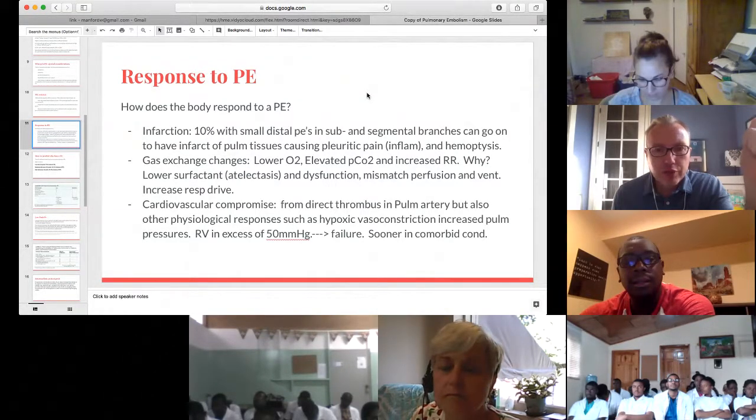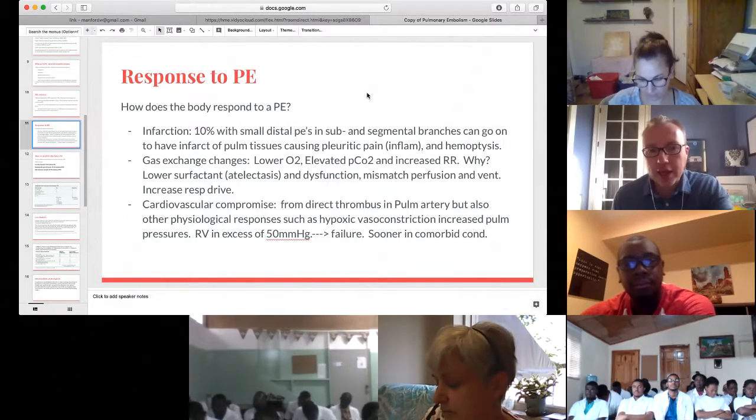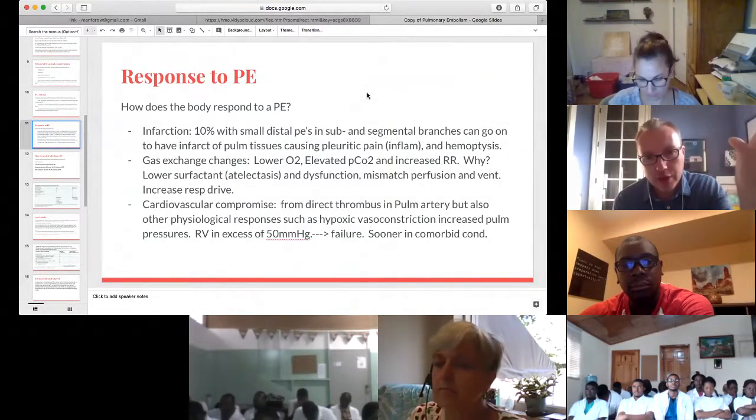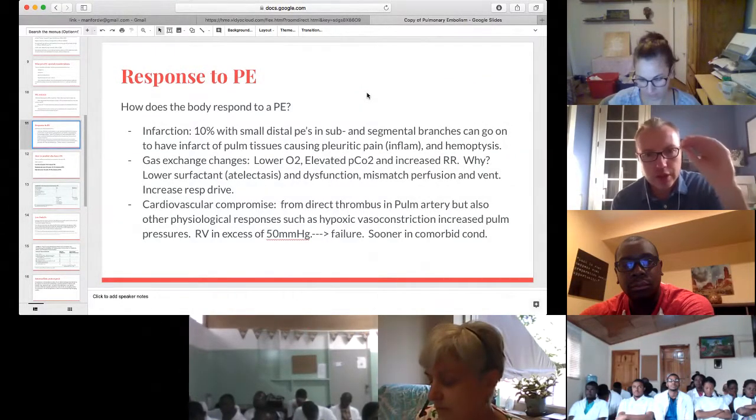So this could be just from inflammation of the PE causing pleuritic inflammation versus, in some cases, they can actually cause pulmonary infarction, so death of pulmonary tissue. Usually, like we talked about before, this is distal PEs, either the subsegmental or segmental branches.